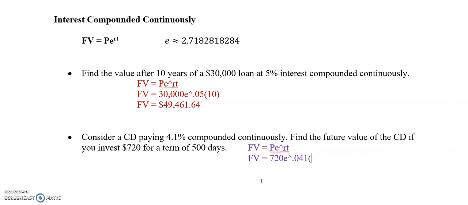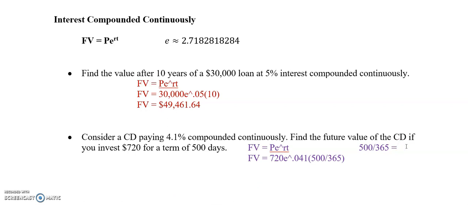So we're going to have to write it in terms of years. Well, how many days are there in a year? There's 365. So 500 divided by 365 is going to give us the time in years. So we can either plug it into our formula like that, or we can come over here to the side and actually do 500 divided by 365 and punch that into our calculator.